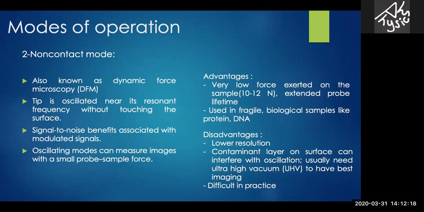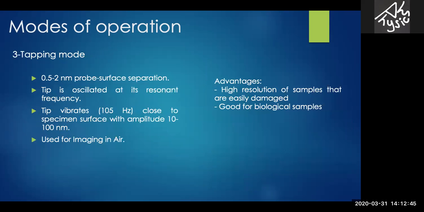It has some disadvantages. The resolution is low because it's not in contact with the sample, and it cannot get the exact topography of the sample. A contamination layer on the surface can interfere with oscillation. Usually you need ultra high vacuum to have the best imaging, but it's difficult in practice.